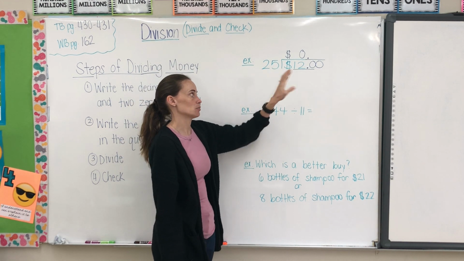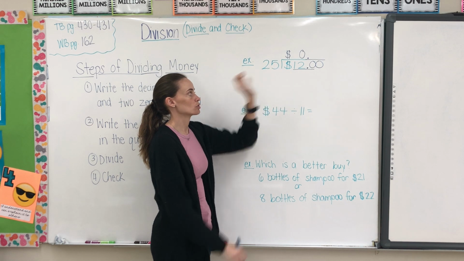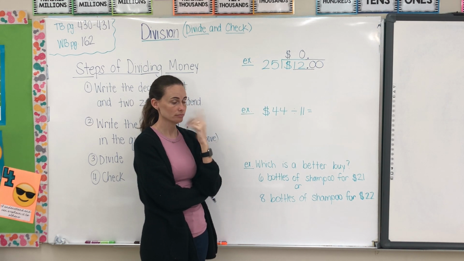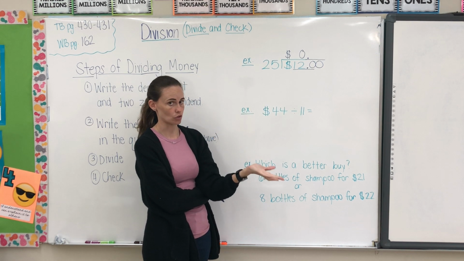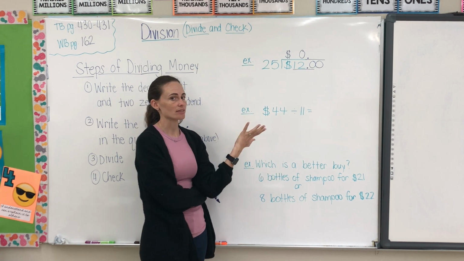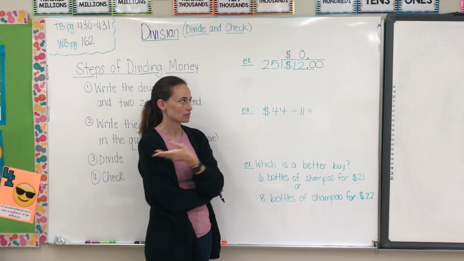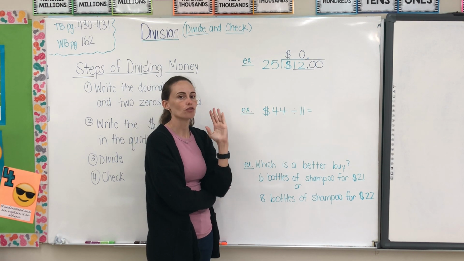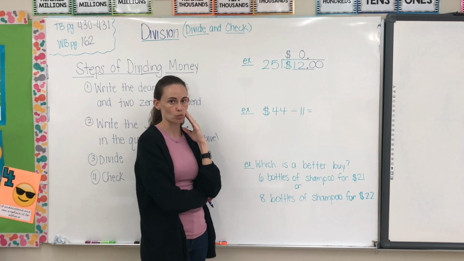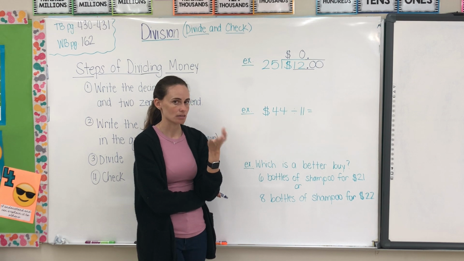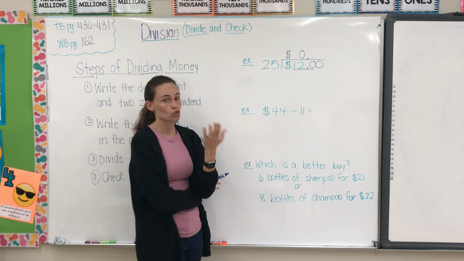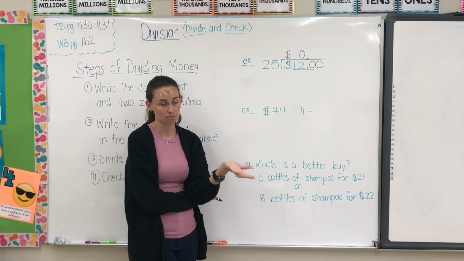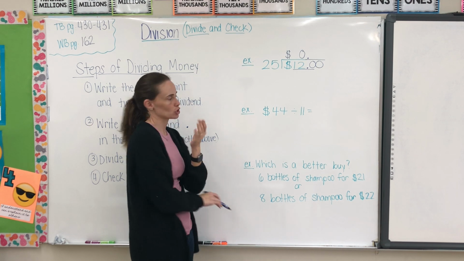So we think, 2 times what is close to 12? 2 times 6 gives us 12, right? But we have the same problem that we had in the other lesson. When we do 6 times 5, we're going to have a number carried over, which will make it greater than 12. So it can't be 6. It has to be a smaller number. So we can try 5 or 4. Let's try 5.